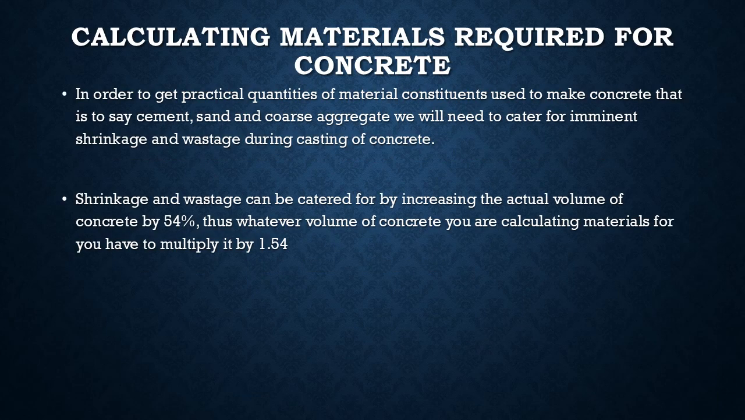In order to get practical quantities of material constituents used to make concrete, that is cement, sand, and coarse aggregate, we need to consider for shrinkage and wastage during the casting of concrete. This shrinkage and wastage can be catered for by increasing the actual volume of concrete by 54%. Thus, whatever volume of concrete you are calculating materials for, you have to multiply it by 1.54.